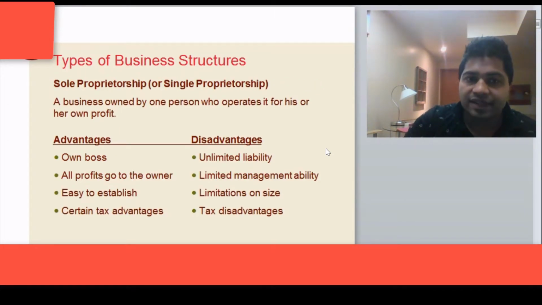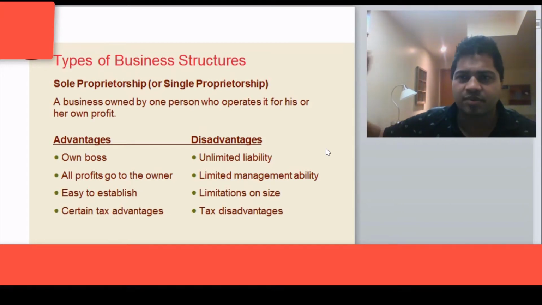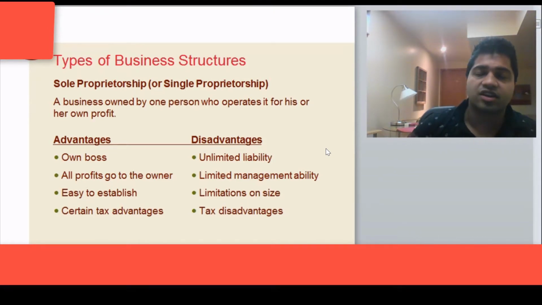A sole proprietorship, or single proprietorship, means a business is owned by one person who operates it for his or her own profit. Advantages: you are your own boss, all profits go to the owner, it is easy to establish, and there are certain tax advantages. It is much easier to establish a sole proprietorship. Forming a partnership and a corporation is more hassle. A corporation specifically is more hassle because you need to develop the charter and all those things. Then there are certain tax advantages.